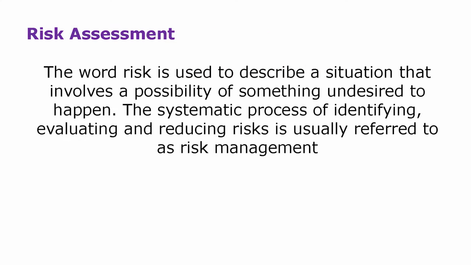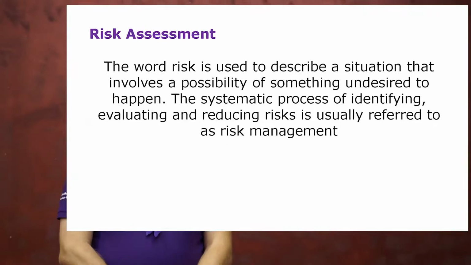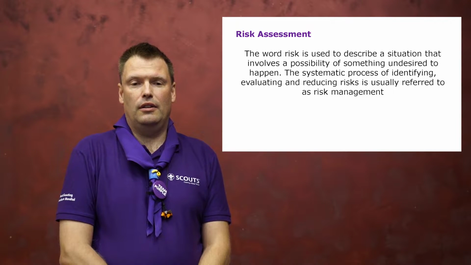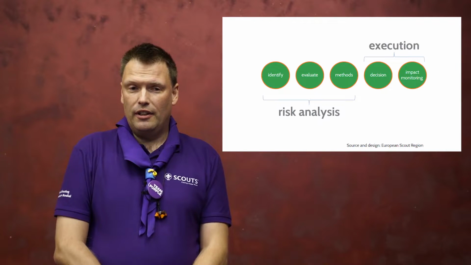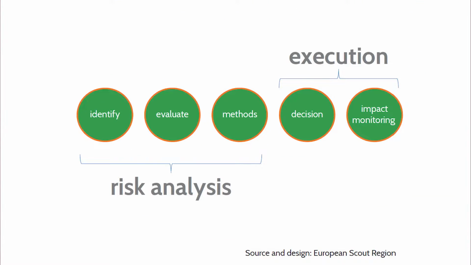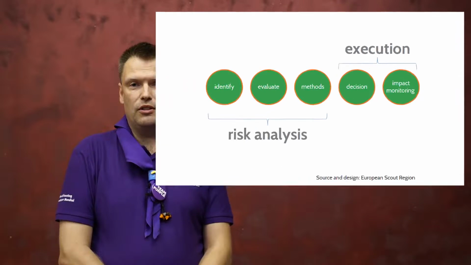What is risk assessment? It is a systematic, structured approach to identify, evaluate, and reduce the risks you have in your association. Identify is the first step. The second step is evaluate. Then we have methods you can use, then a decision to make, and then to follow up and monitor everything. Those first three steps, identify, evaluate, and methods, we call the risk analysis. And the last two steps, the fourth and the fifth, are the execution you do based on this risk assessment.